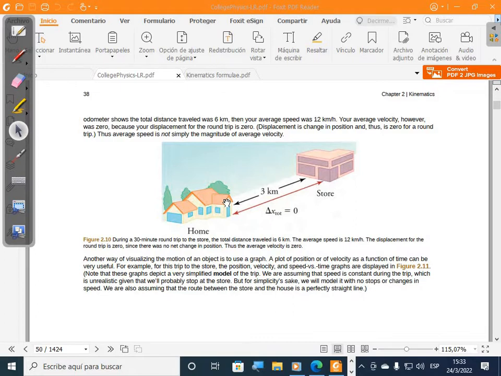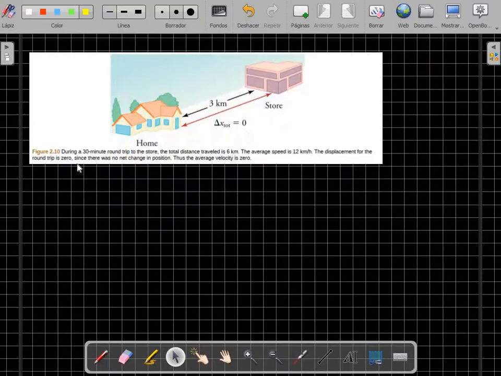Starting with the speed. But first of all, I'd like to do something with you, and that is change these units, convert them from kilometers to meters, and the 30 minutes from minutes to seconds. So let's do it. First, let's convert.